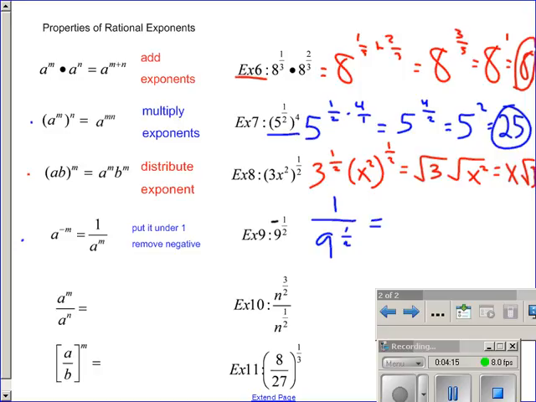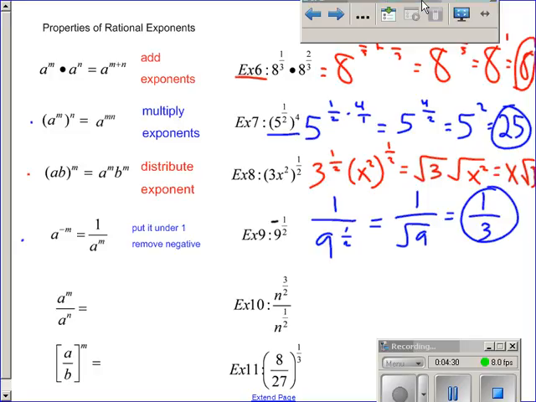Now again, if we go back to our previous lesson, we know that we can write the 1/2 power as the square root of 9. And if we simplify it even further, we know square root of 9 is 3. We've got 2 more sections to go.